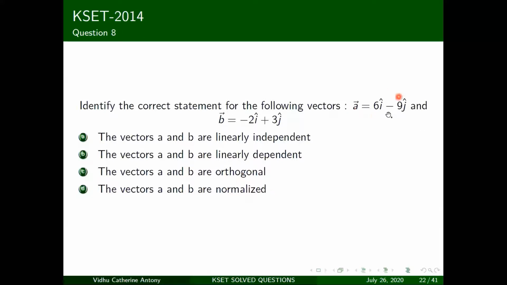So you have a vector A and a vector B. Now you need to check if they are linearly independent. The quickest way to do this is: can I write B times something is equal to A?